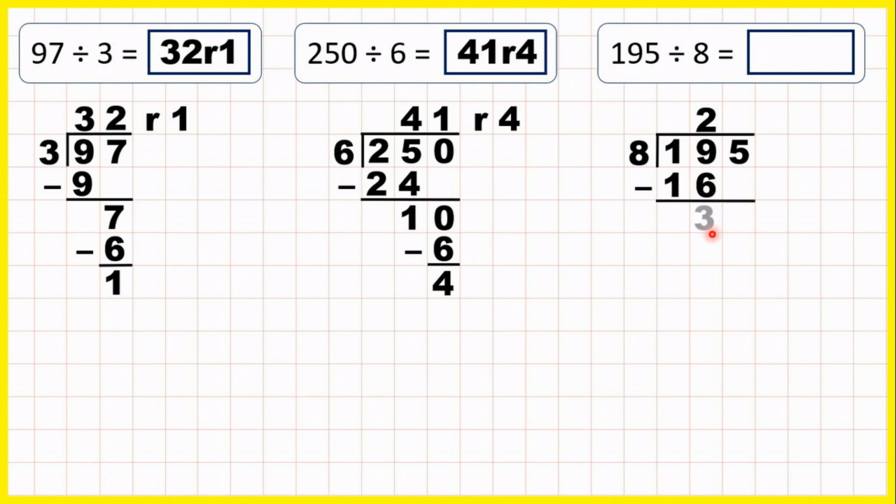19 minus 16 is 3, and we can bring down the 5, so we have 35 divided by 8. Now the closest number to 35 that's in the 8 times table but that's still less than 35 is 32. And because 4 times 8 is 32, we write 4 in our answer line. But now, when we subtract, 35 minus 32 is 3. We don't have anything else to bring down, so that 3 tells us that we have remainder 3. So our answer is 24 remainder 3.